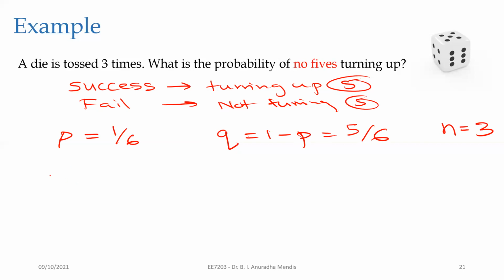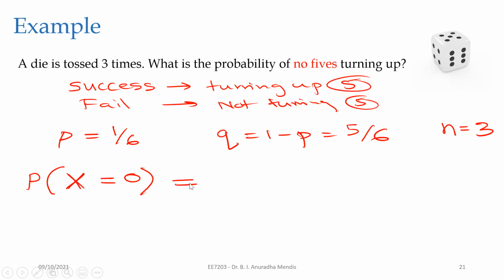So now we need the random variable. What is the random variable? The random variable is the success. Let's say the random variable is x. Now we need x equal to 0, because we need no fives turning up. So this is the random variable which we denote as the success, that means turning up the value 5.